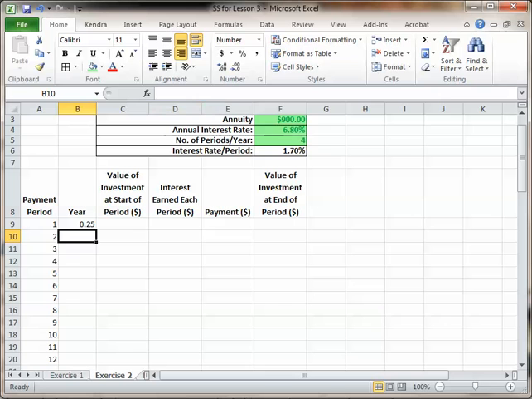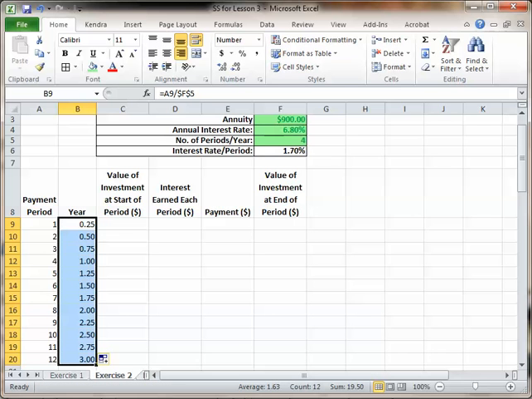And I know after the first payment period, a quarter of a year has passed. And I'm just going to fill that right down to 12, just to make sure these make sense. After the second period, we'll have half a year. The third period is 3/4 of a year. 1 year occurs at the end of period 4, 2 years end at period 8, and 3 years end with period 12.